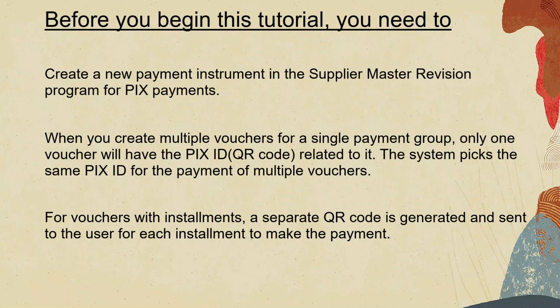Before you begin this tutorial, you need to create a new payment instrument in the Supplier Master Revision Program for PIX payments. When you create multiple vouchers for a single payment group, only one voucher will have the PIX ID related to it. The system picks the same PIX ID for the payment of multiple vouchers. For vouchers with installments, a separate QR code is generated and sent to the user for each installment to make the payment.